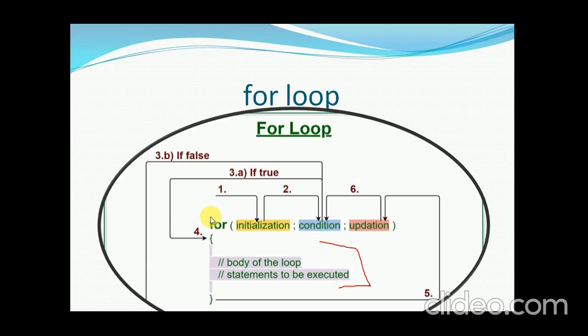When the control comes to this for loop part, first initialization is done. What is meant by initialization? For example, I am writing i equals 0. That means we are assigning the value 0 to a variable i. That we call initialization. Next, what is this?